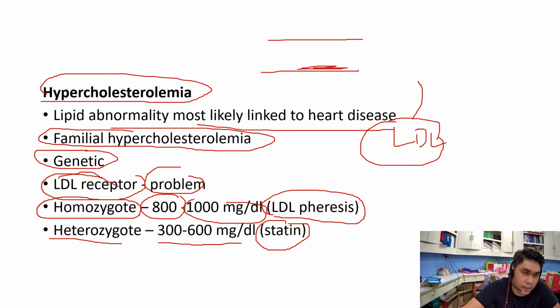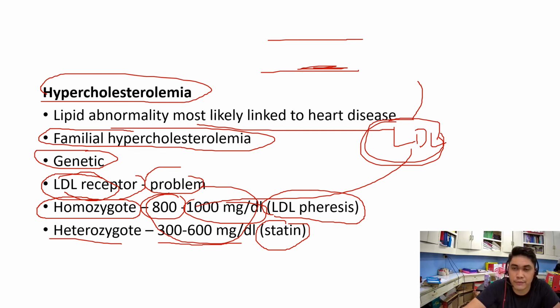So there's a problem with the LDL receptor in familial hypercholesterolemia. LDL is increased, so total cholesterol is also increased. For homozygote, it's 800 to 1000. For heterozygote, it's 300 to 600. In terms of management, for the homozygote it's LDL pheresis or the removal of LDL. For the heterozygote, the use of statin medications. So this one is type 2A hyperlipidemia using the Fredrickson classification.